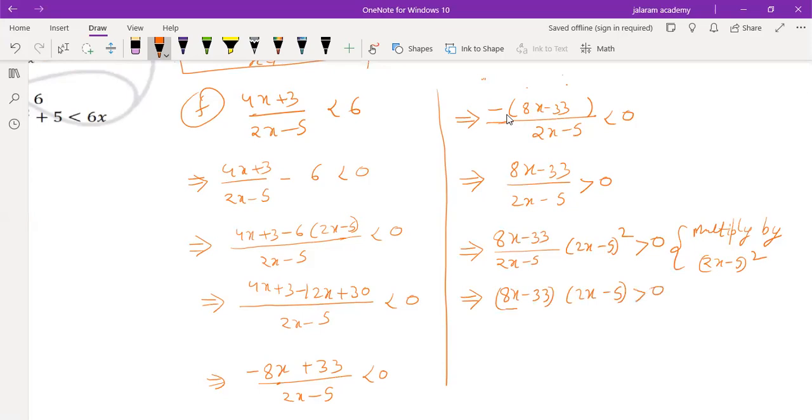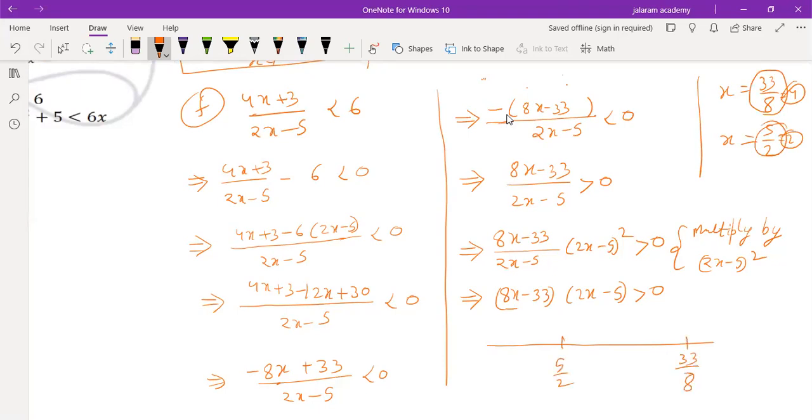Yes, sir. Terms of x must be first. And what you have written, check it. Yes, sir. What are the two zeros? If we use 8x equals 33, this is the rough work only, x equals 33 by 8 is one of the zeros. And next is x equals 5 by 2. So which one is greater? If you check at this, 8 fours are 32. Approximate value will be sufficient to check that 33 by 8 is greater than 5 by 2. So 5 by 2 is smaller, 33 by 8 is greater.